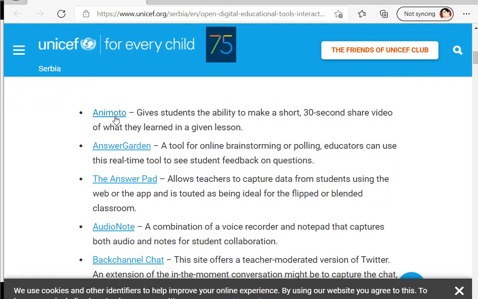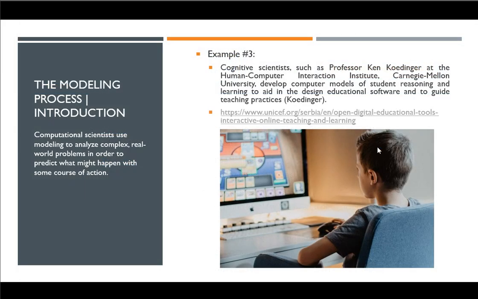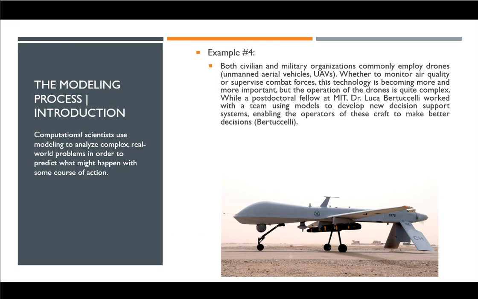For example, kani si Animoto, it gives students the ability to make short 30-second share video of what they learned in a given lesson. So this would aid teachers to further teach, no, and assist the students in learning. Okay. All right. So next example is this one.